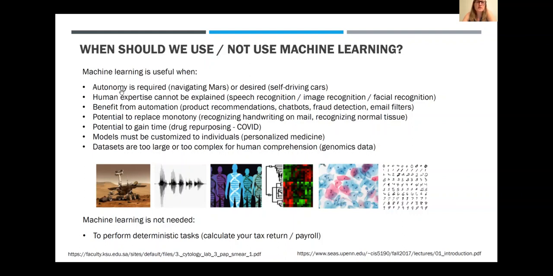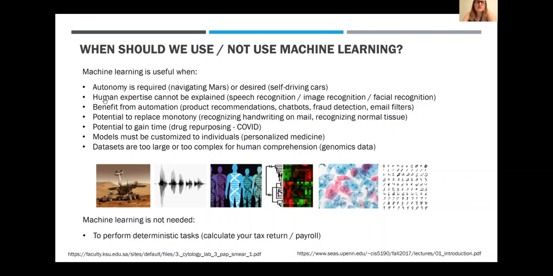So one is when autonomy is required. So on Mars, you cannot drive a rover, right? You're too far away, and also you need something that's autonomous, right? But autonomy can also be desired in self-driving cars. I would love to have a self-driving car that I can completely rely on and just chill out.